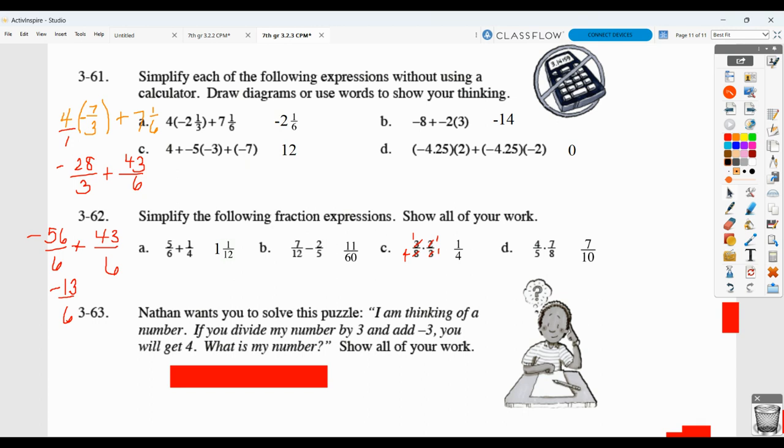For 363, Nathan wants you to solve this puzzle. I'm thinking of a number. If I divide my number by 3 and add negative 3, you get 4. What's my number? So the number is 21, and showing the work would be showing that 21 divided by 3, which of course is 7, plus negative 3, would give us a value of 4.